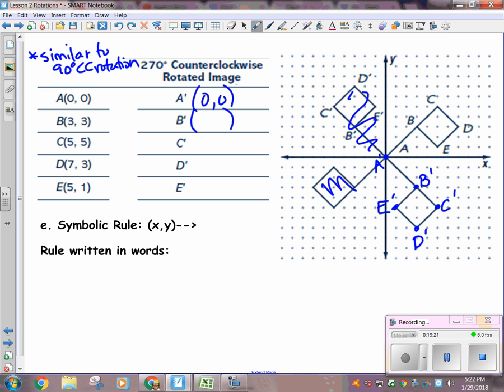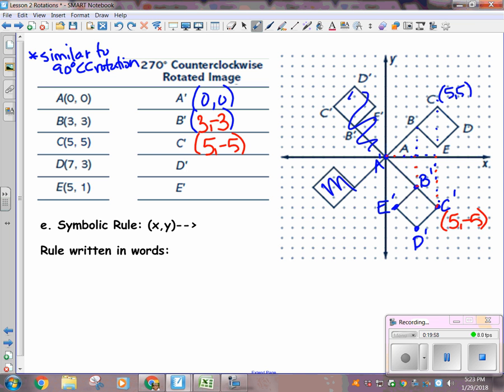All right, how do we get to B? Well, to get to B, we go over 3 and up 3. So here we're going to go over 3 and down 3. To get to C, over 5, up 5. Okay, it's 5, 5. So this is going to be over 5 and down 5.